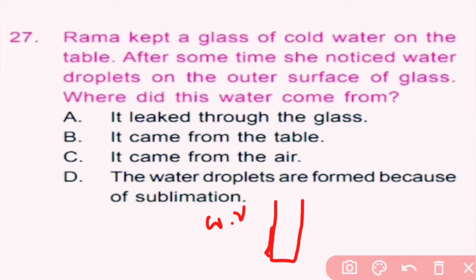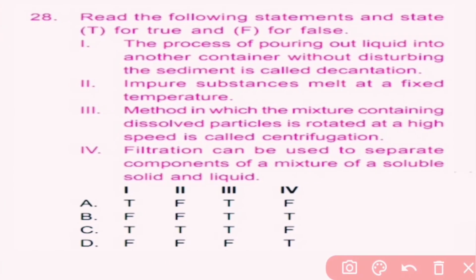So we can notice the water droplets on the outer surface of the glass. This water vapor comes from the air. C is the correct answer.